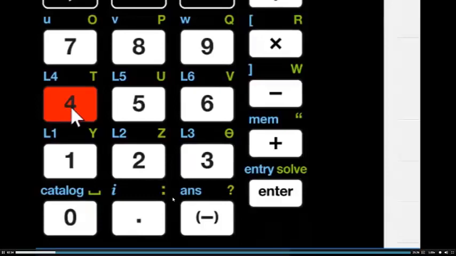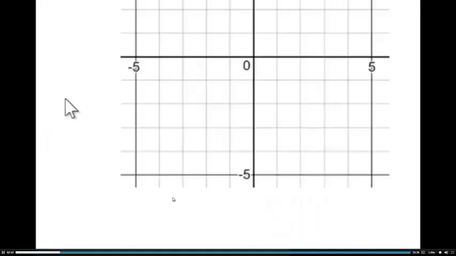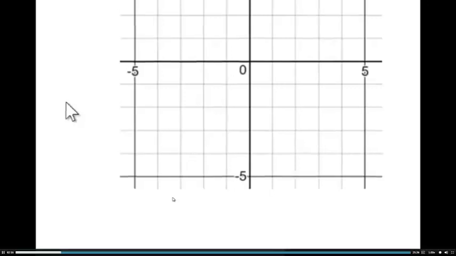And just so that we're all looking at the same screen here, why don't you press zoom at the very top, and then go down to number 4. It says ZDecimal, so I'm going to choose number 4. And so that line looks pretty similar to the one that we just graphed. Alright, so now let's go in and actually take a look at the graph of this next one, the absolute value of 2x minus 4.